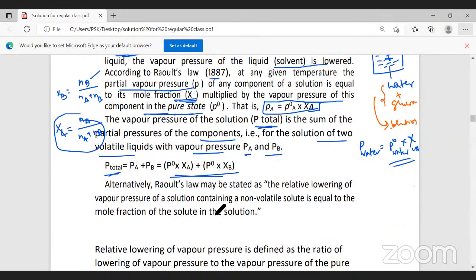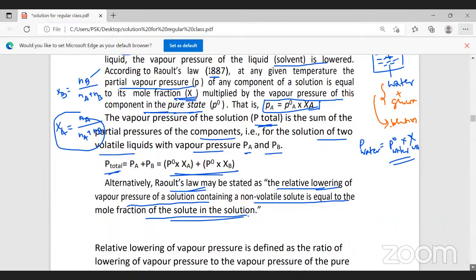Now, alternatively, how do you define Raoult's law? It may be stated that the relative lowering of vapor pressure of a solution containing a non-volatile solute is equal to the mole fraction of the solute. So in two ways we can define it. The first one is that the vapor pressure of any component of a solution is equal to its mole fraction multiplied by its vapor pressure in pure state. The alternative way is that the relative lowering of vapor pressure of a solution containing a non-volatile solute is equal to the mole fraction of the solute in its solution.